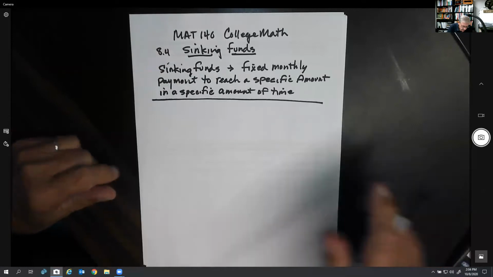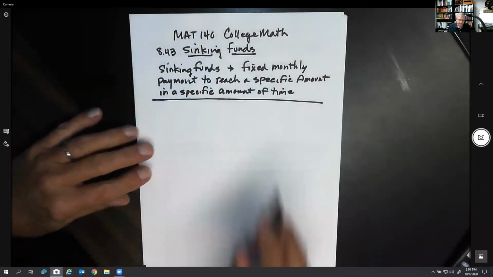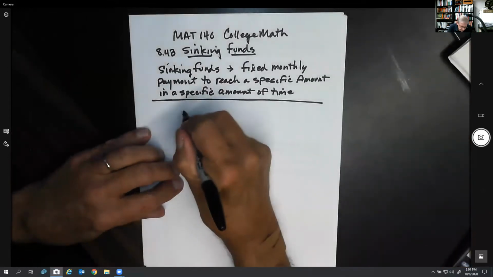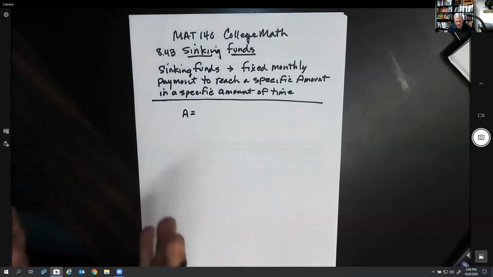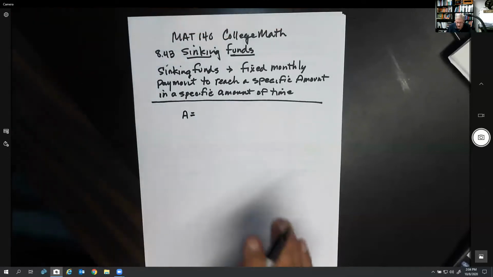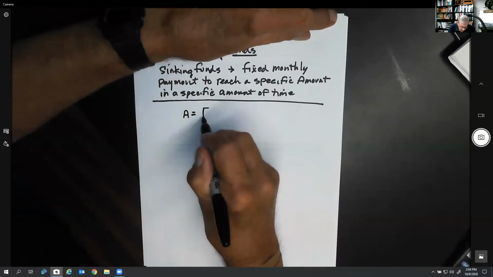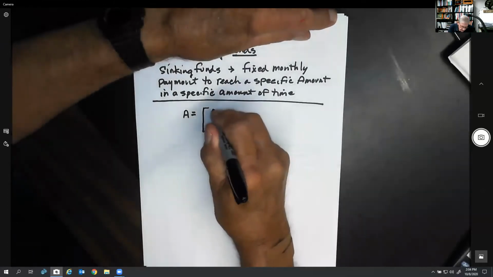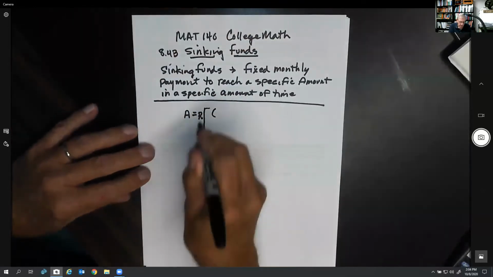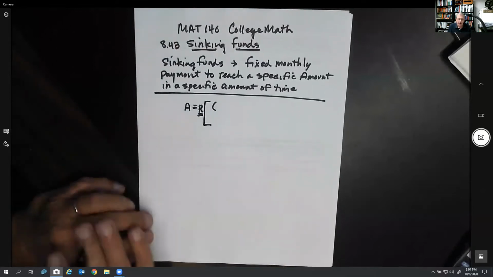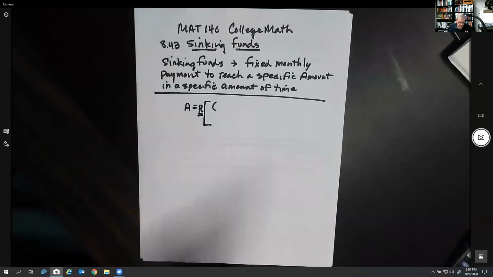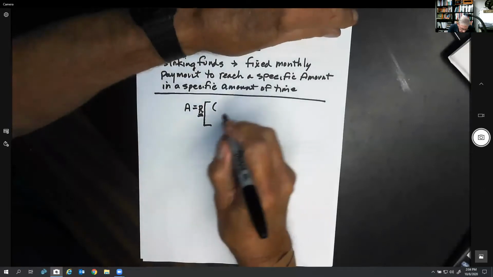So to do this, this is actually 8.4b. We did A, but we're going to use the same formula. So let me write down the formula again. A is the amount that you want to get at the end. How much money do you need? How much is this car going to cost you? Or you want to save up so much money. First of all, we better put a big old R here. That's what we're trying to solve for. This is going to be the payment amount.